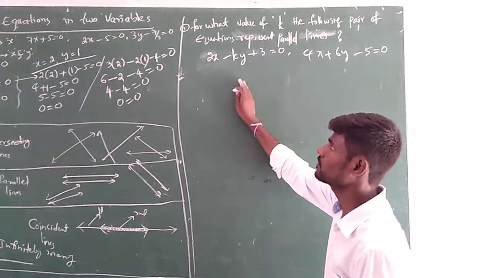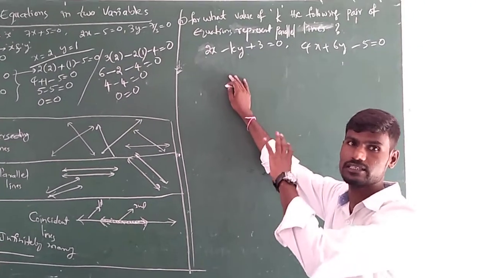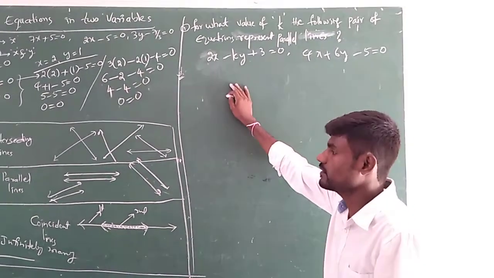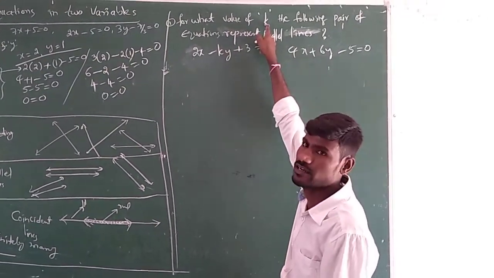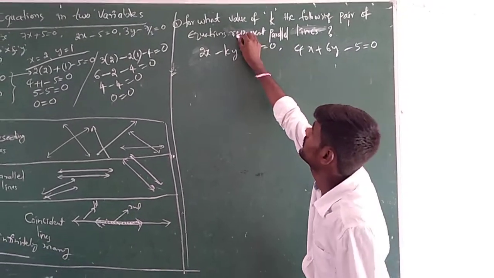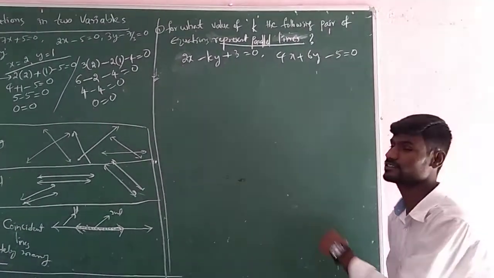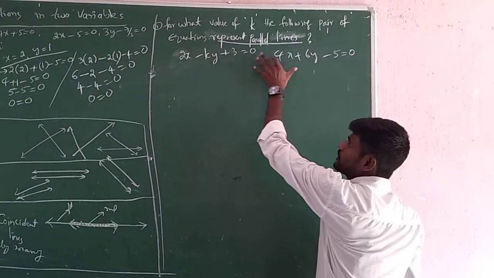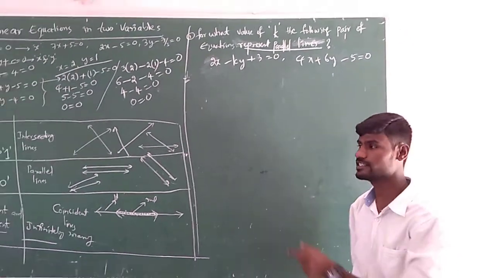Okay students, in the previous problem they asked for which value of P it has a unique solution. In the present problem they are asking for what value of K, another variable, the following pair of equations represent parallel lines. Now it is a clue for you: parallel lines. So for the given pair of equations, when will we get parallel lines? In which condition? That is the second condition.